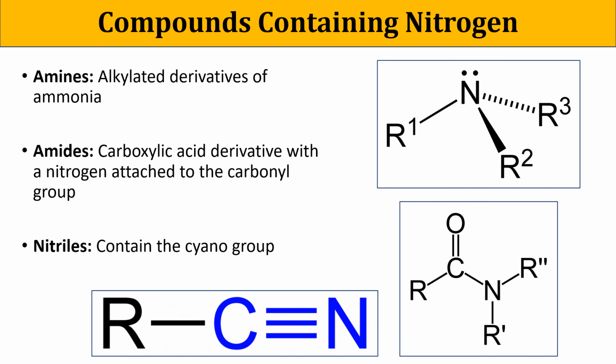Compounds containing nitrogen. Nitrogen is another element often found in functional groups of organic compounds. The most common nitrogenous organic compounds are amines, amides, and nitriles. Amines are alkylated derivatives of ammonia. Amides are carboxylic acid derivatives with a nitrogen attached to the carbonyl group. And nitriles contain the cyano group.